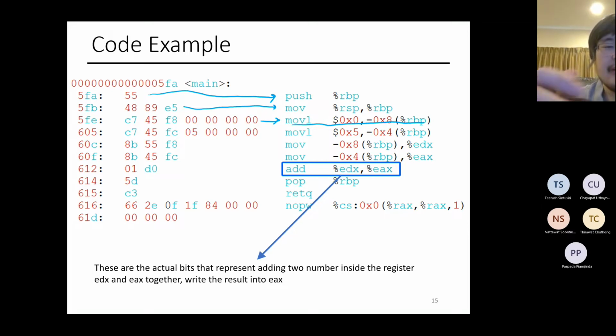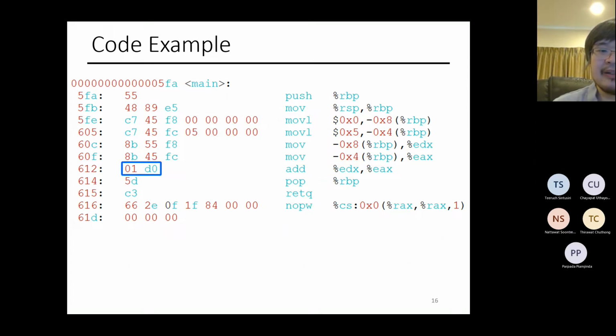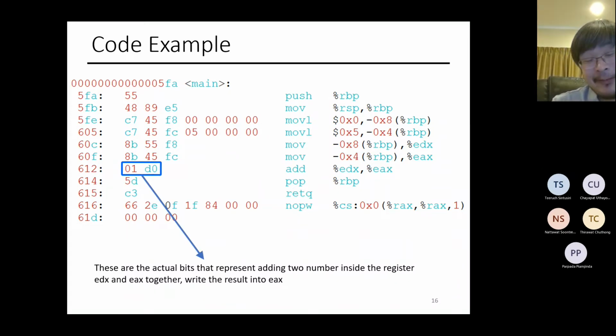The right side is not the actual bits, my bad. It's the actual representation of the command. Sorry about this, I need to correct this typo. These are the actual commands that you want to run, which is adding edx and eax together into register edx. You can think of a register as a temp variable in assembly. And then the left side here is what it really meant. Sorry, I should have fixed that. The actual bits that represent the add edx, eax. So that's what happens when you have assembly code.